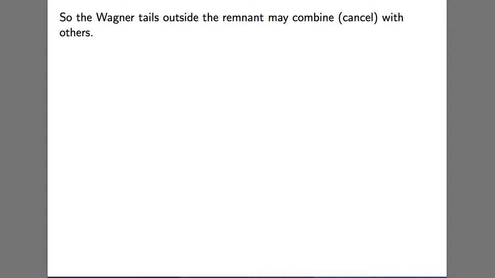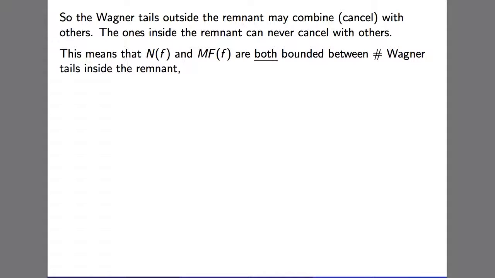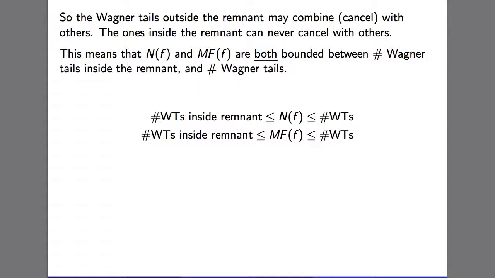In terms of the fixed point theory, the Wagner tails outside the remnant may combine or cancel with one another. In terms of the fixed points, they might cancel. But the ones inside the remnant can never cancel or combine with one another. All right? What this means is the Nielsen number and the minimum number are both bounded between the number of Wagner tails inside the remnant and the total number of Wagner tails, because the only ones which can cancel or combine are the ones outside of the remnant. So the Nielsen number and the minimum number have to be between these two quantities: the total number of Wagner tails and the ones which are inside the remnant. All right, this is what I just said.